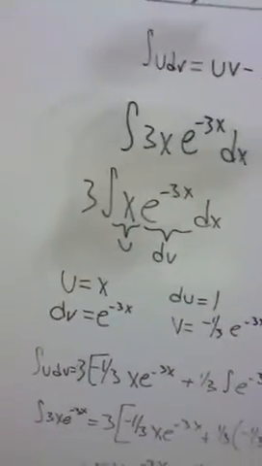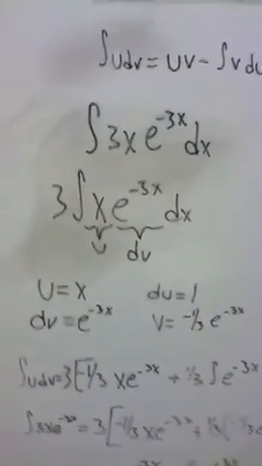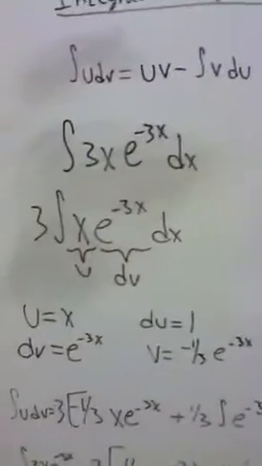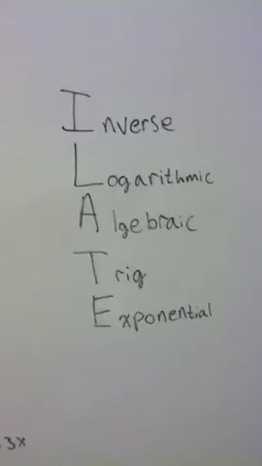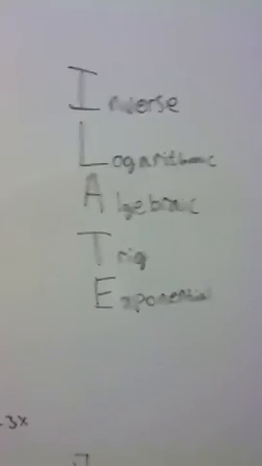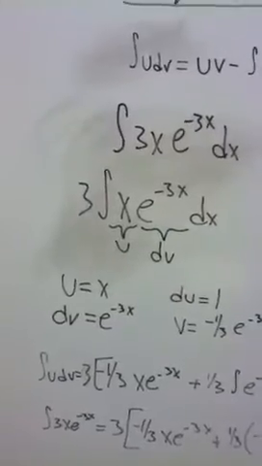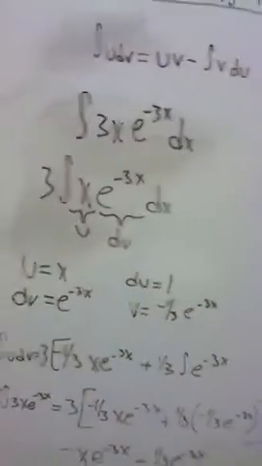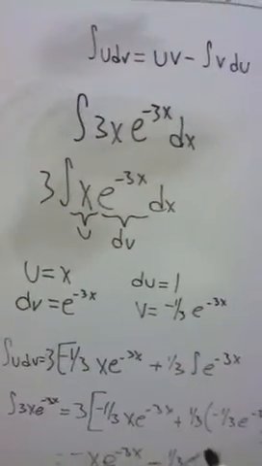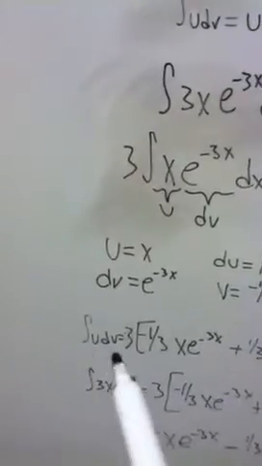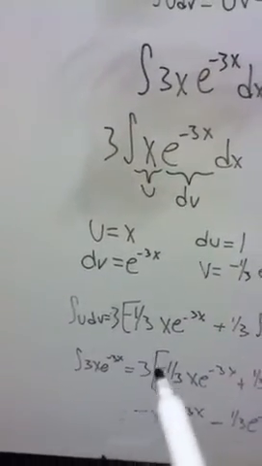The next step is to identify where your u and your dv are. You do that by looking at ILATE, which stands for inverse, logarithmic, algebraic, trig, and exponential. The problem we had has x, which is an algebraic function, so that would be our u, because that comes before e to the negative 3x, which is an exponential function. So we set u as x, and dv as e to the negative 3x.